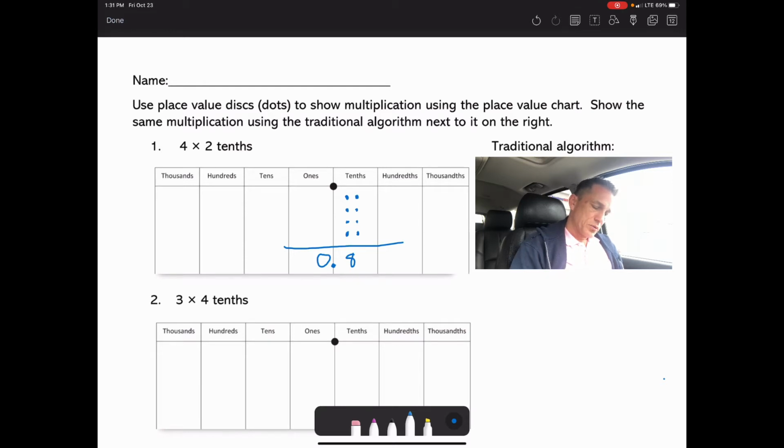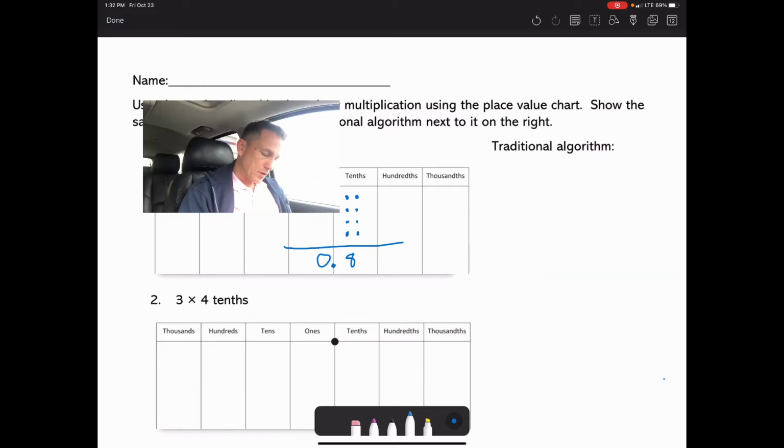And if I was to show that using the algorithm, it would be 2 tenths times 4 equals 8 tenths.